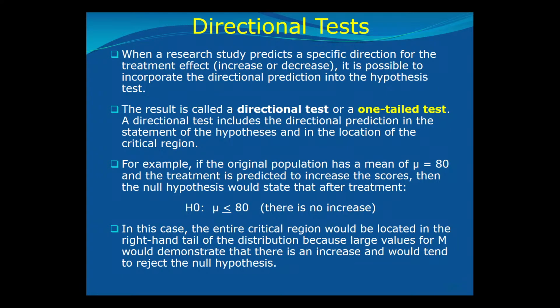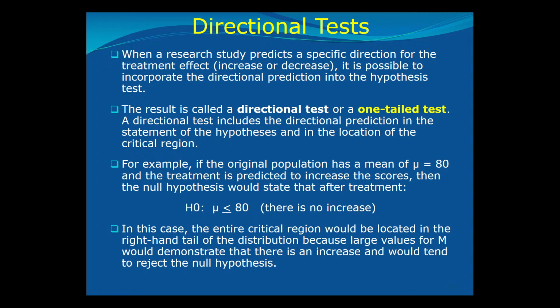There are two types of tests which can be used in hypothesis testing according to the direction. When a research study predicts a specific direction for the treatment effect, if we are interested in an increase or decrease, it is possible to incorporate the directional prediction into the hypothesis test. The result is called a directional test, or a one-tailed test, one-sided test. A directional test includes the directional prediction in the statement of the hypothesis and in the location of the critical region.